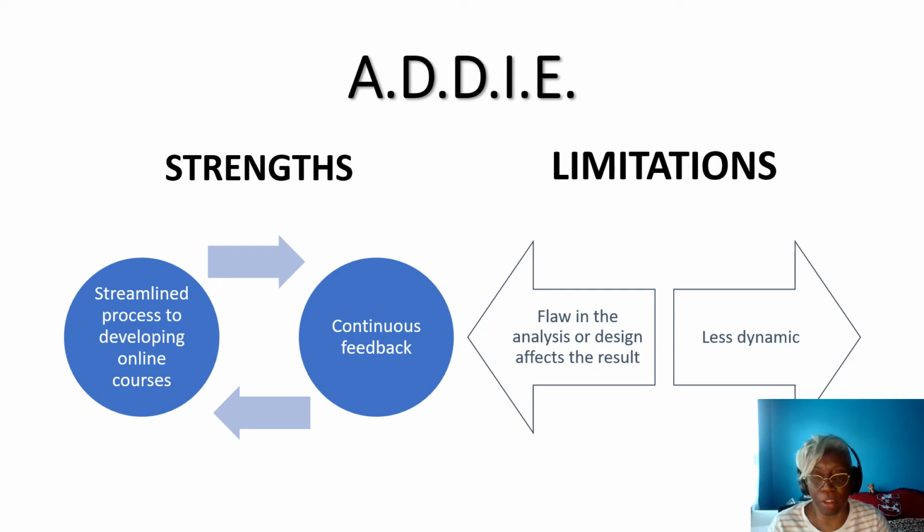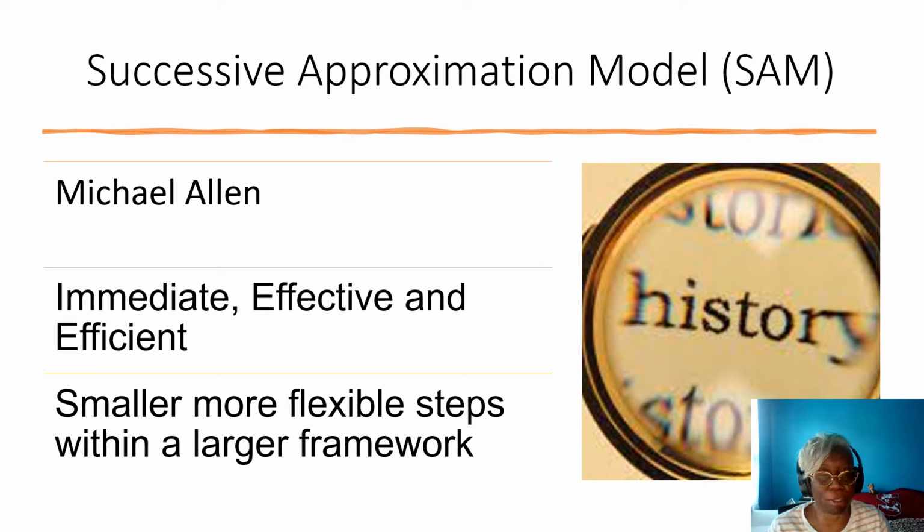Thus, some limitations, which are if one thing goes wrong, if there's one flaw, it's going to affect the entire result. So it's very important to think about it, basically you'd have to be almost perfect in your design because one aspect of that design can throw the entire course or the program off. And it's less dynamic. In other words, there's really not a lot of room for flexibility. So those are some of the strengths and limitations of the ADDIE model.